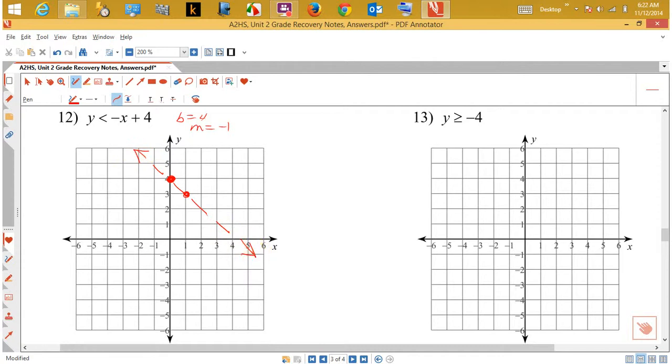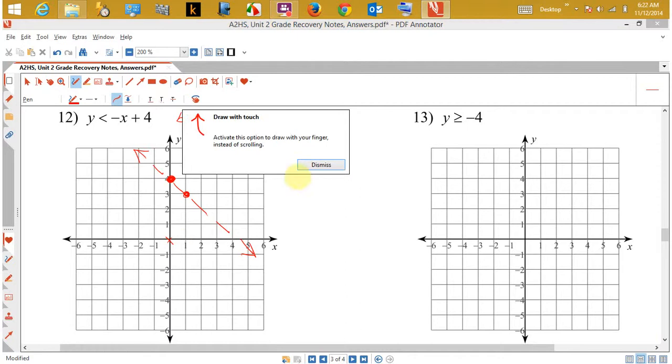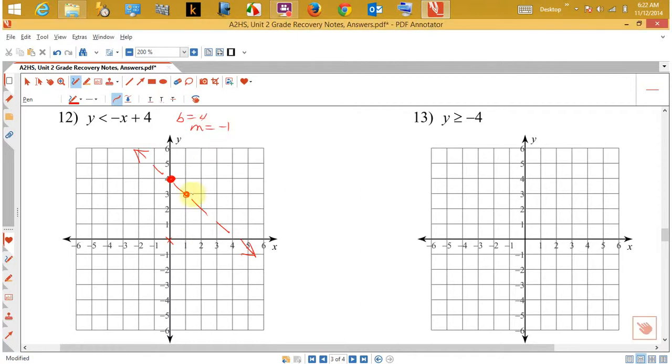Now I'm going to test a point. Since 0, 0 is open, I'm going to test that. That's the easiest one to test. So putting 0, 0 in, I got 0 is less than a negative 0 plus 4. 0 is less than 4. That's true. So the point 0, 0 would be shaded.